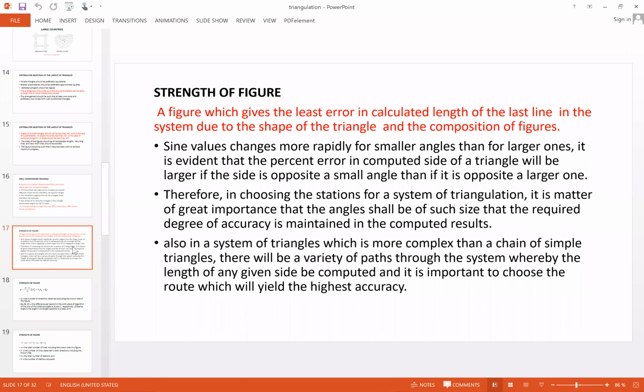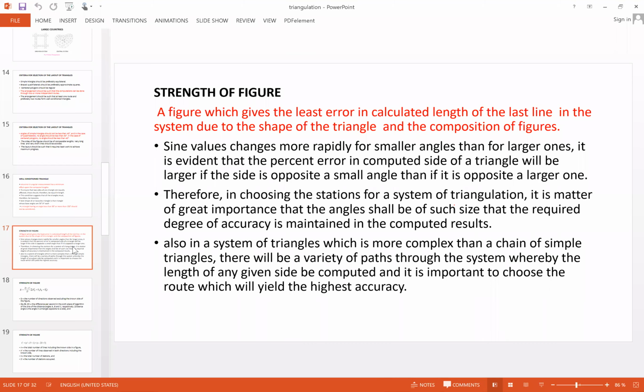Now, what is the strength of the figure? The strength of the figure is basically a concept that helps you in determining the best possible route that will give you the minimum error. What do we say? A figure which gives the least error in the calculated length of the last line in the system due to the shape of the triangles and the composition of the figures.